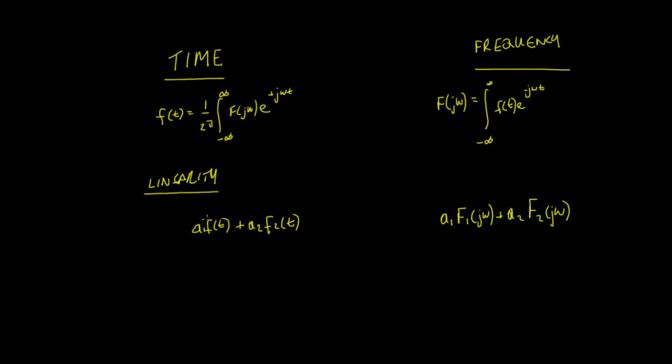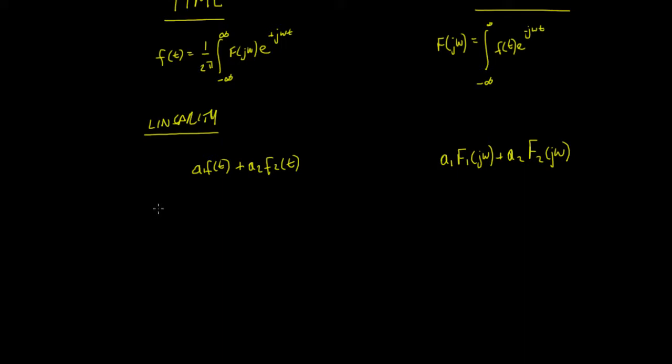The next one we looked at was the scaling. The scaling told us that if we had some function f of t and we scaled the axis by some real number a, then in the frequency domain the equivalent is changing the magnitude of the function by 1 upon the modulus of a times the Fourier transform of the original function, but with the frequency divided by a.